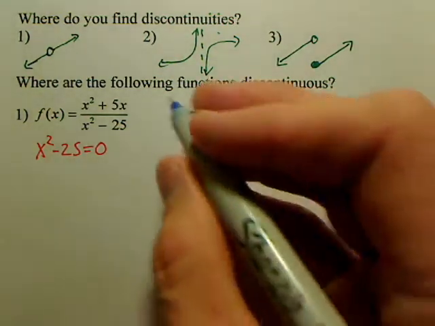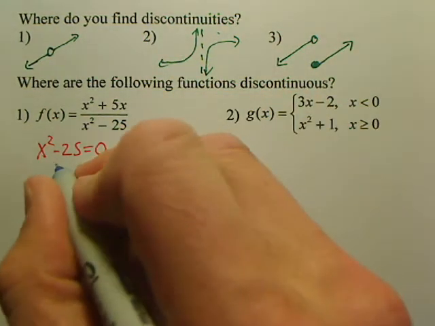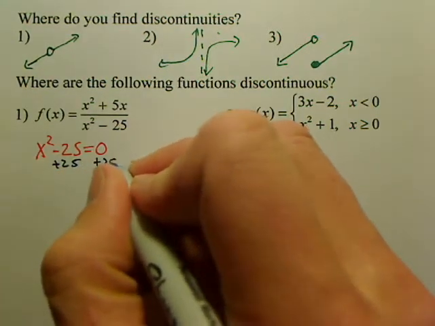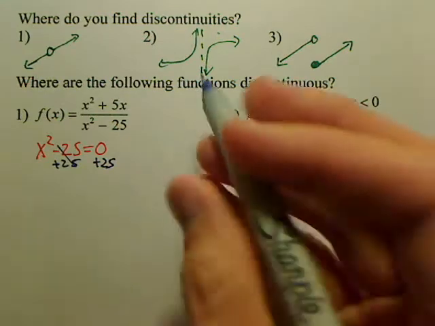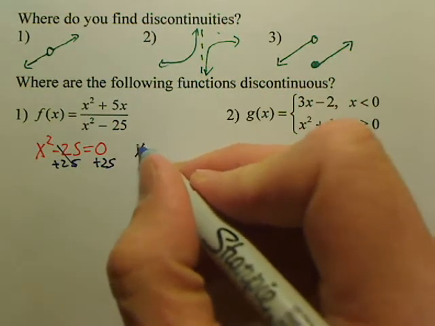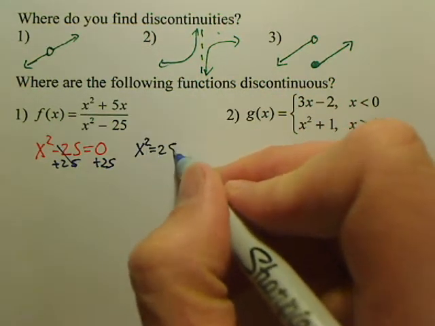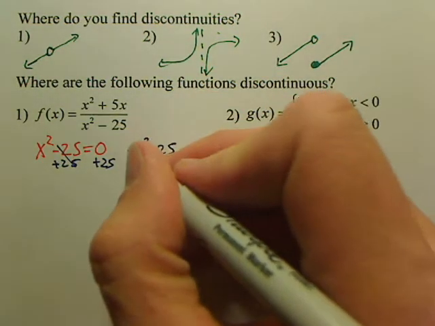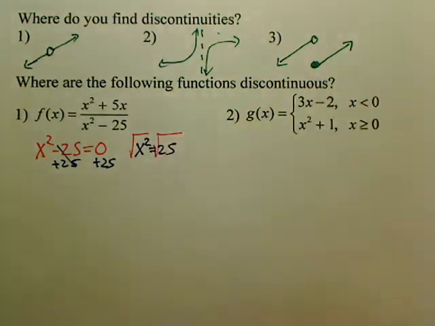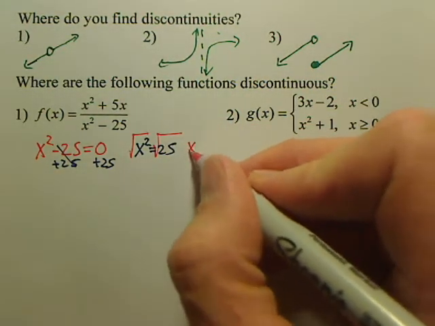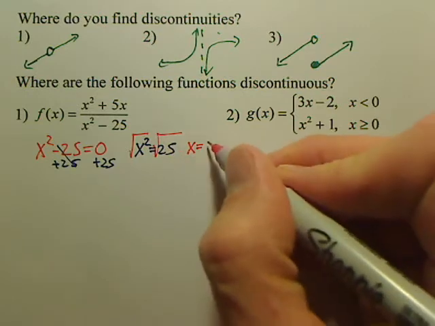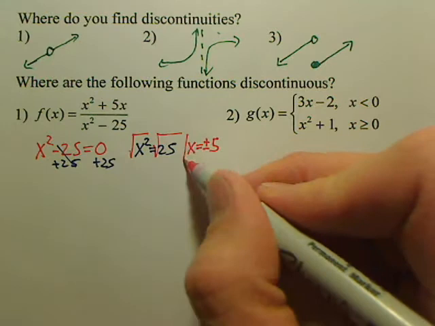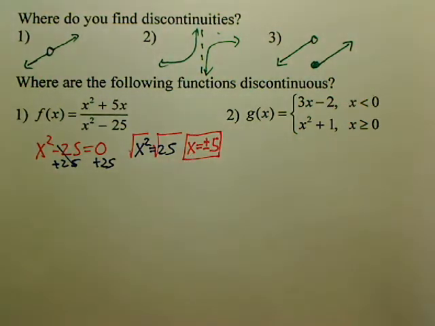So when you solve this, you're going to add the 25 over. When I add the 25 over, I now have x squared equals 25. Now how do you get rid of a square? You square root both sides. So when I square root both sides, I now have x equals the square root of 25, which is 5. But remember, it's plus or minus. A lot of people forget the plus or minus when you square root both sides.